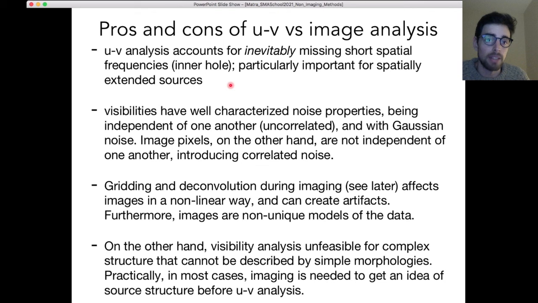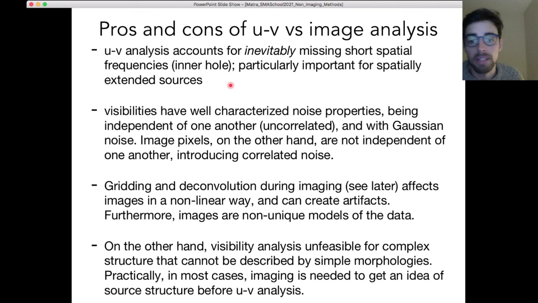On the other hand, pixels in the image are correlated due to the beam, so they're not independent of one another, and that can be hard to account for in fitting routines. And particularly gridding and deconvolution during imaging, like with CLEAN, affects images in a non-linear way and can create artifacts. So remember that the cleaning procedure is basically almost like fitting a model to the data. And so in a way, if you're fitting CLEAN images, what you're doing is fitting a model to a model. And so that's probably not what you want to do.